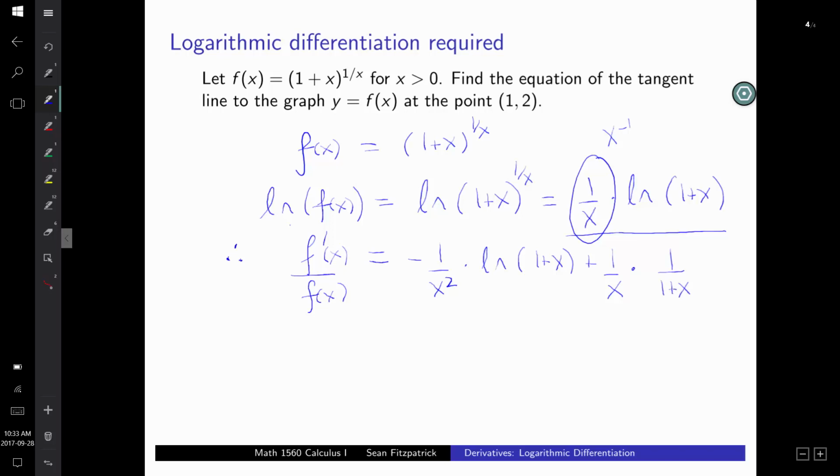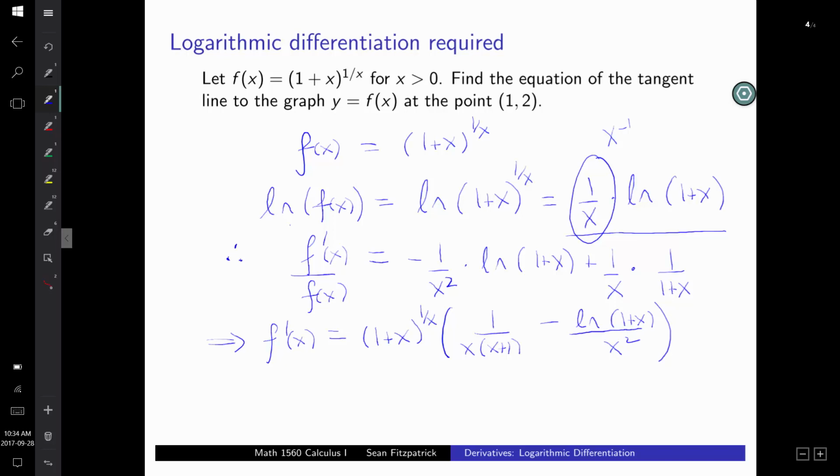And now I can solve for f prime of x. It's equal to f of x, which is 1 plus x to the 1 over x, times 1 over x times x plus 1 minus log of 1 plus x over x squared, and I have my derivative.